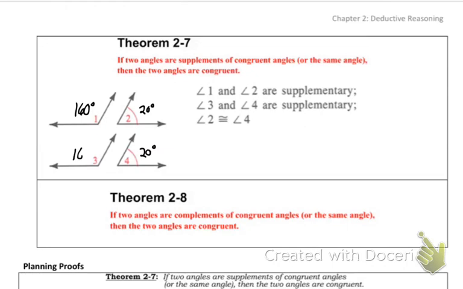If these two angles are congruent, and we have two other angles that are supplementary to them, those new two angles are also congruent. All right, that's all this says. Does that make sense? Could we also say angle 1 is congruent to angle 3? Angle 1 is congruent to angle 3. Yes. Yeah. Yep.